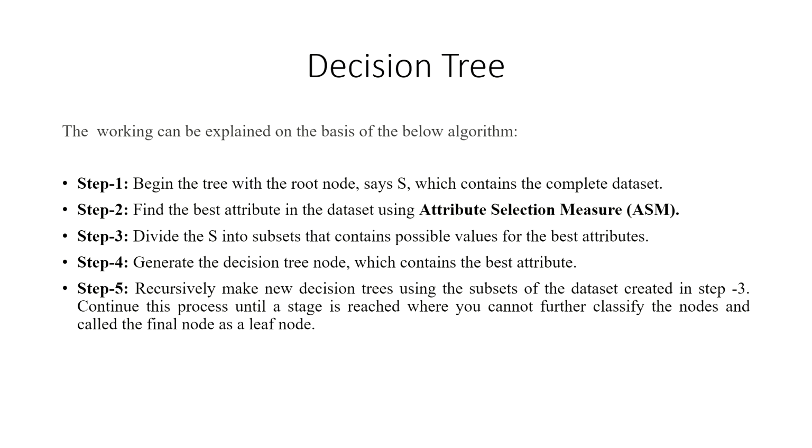recursively make a new decision tree using the subsets of the dataset created in step 3. Continue this process until the stage is reached where you cannot further classify the nodes, and call the final node a leaf node. And that's how the decision tree is going to work.